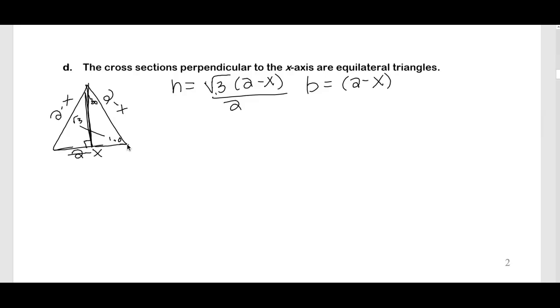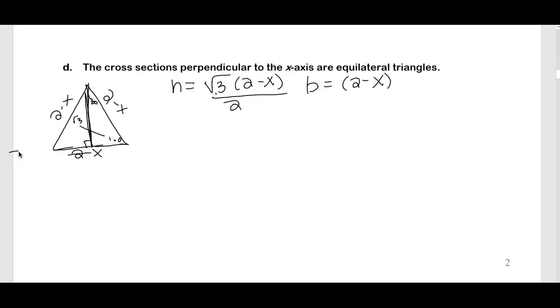Wait, so why do we multiply by the base? The area of a triangle is 1/2 base times height. The height is root 3 times the base. Right. So the base is 1/2 of 2 minus x, because it's only half the triangle. The whole base is 2 minus x.